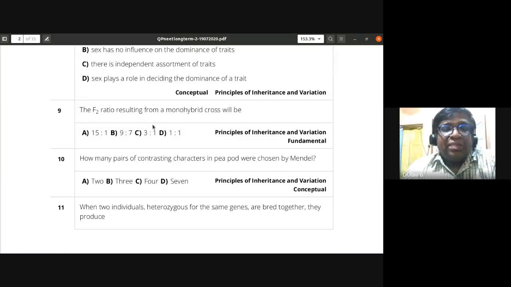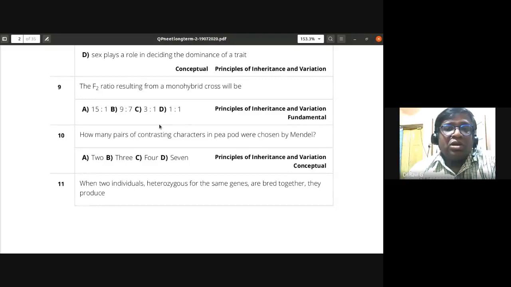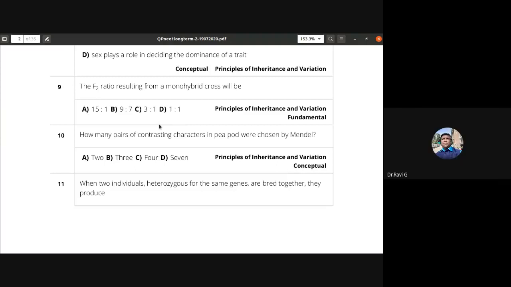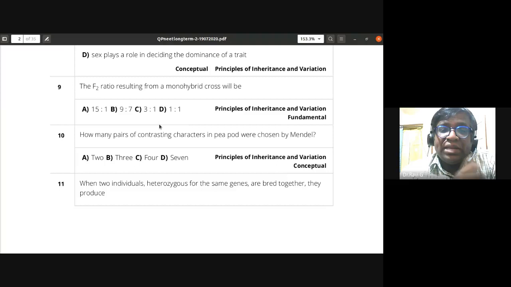So the ninth one, the F2 ratio resulting from a monohybrid cross will be? What is that F2 ratio that you get? You are going to get it as 3:1. In a monohybrid cross, the phenotypic ratio is 3:1. The genotypic ratio is 1:2:1. So C is the answer, 3:1, for the ninth question.